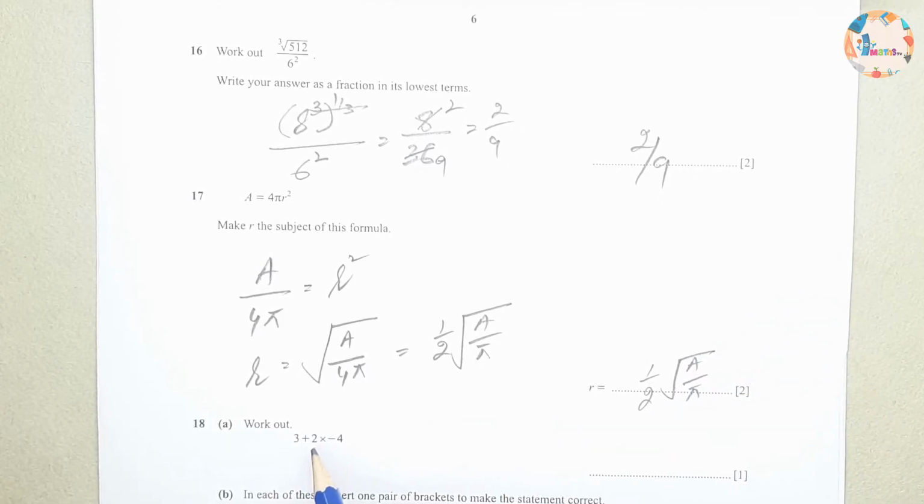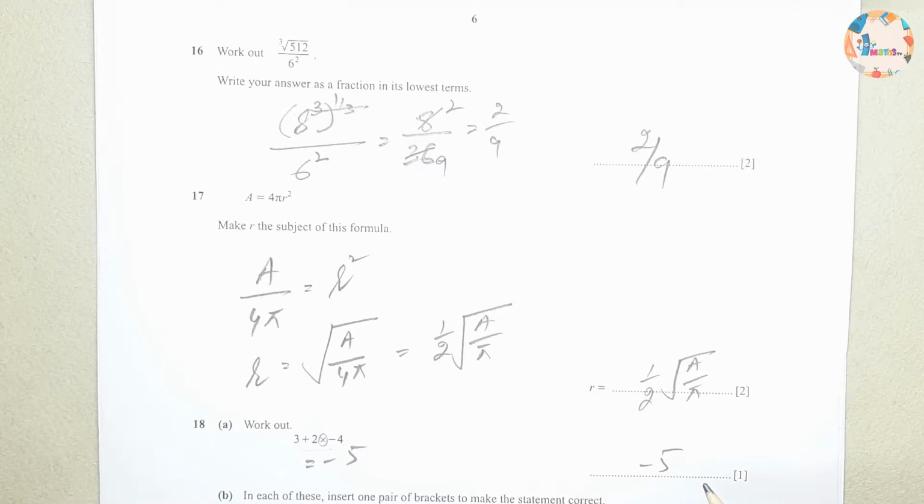Work out this one. From this side, multiplication will be first. So 2 into minus 4 will be minus 8, and 3 minus 8 will be minus 5. So we can write here minus 5 as the answer.